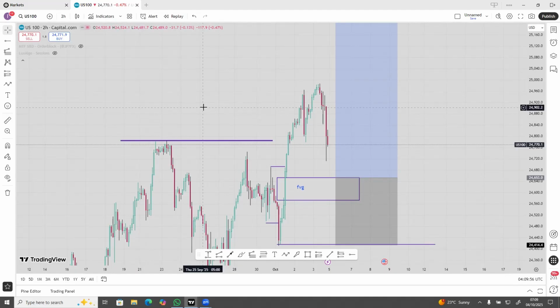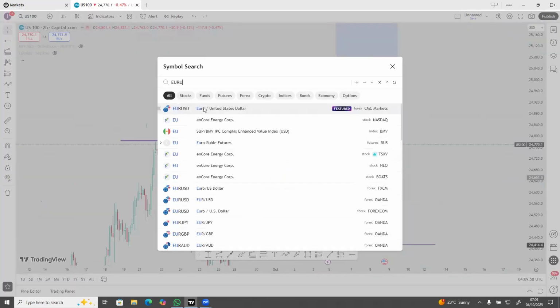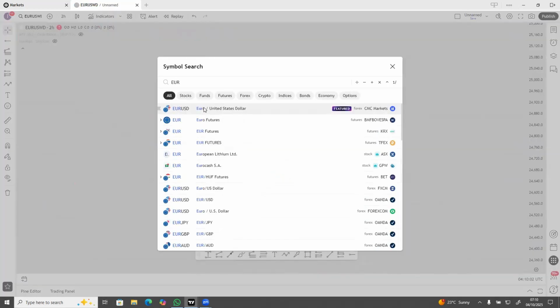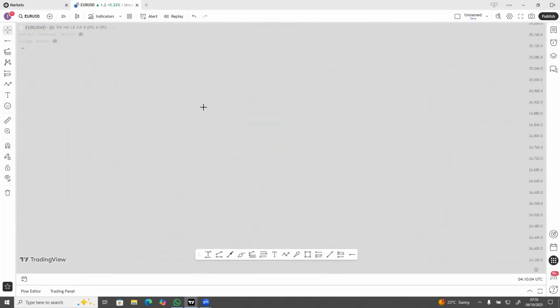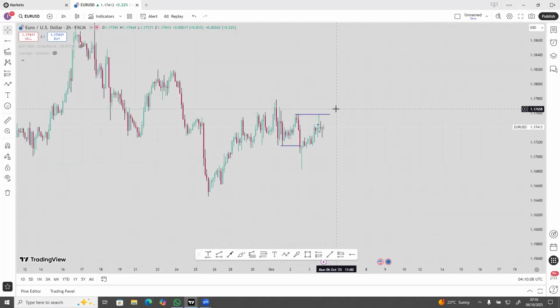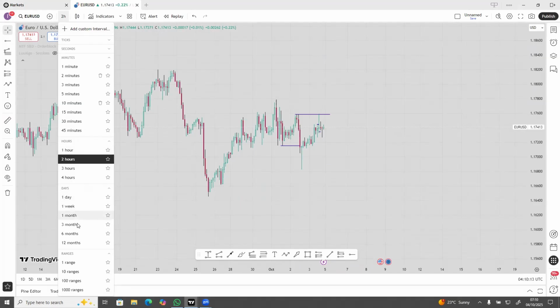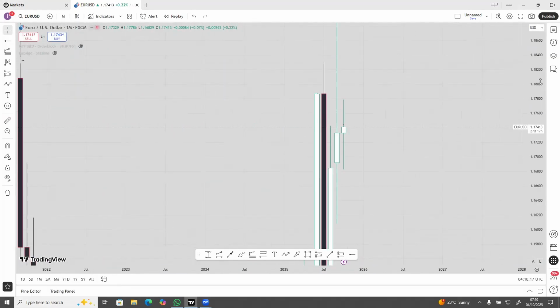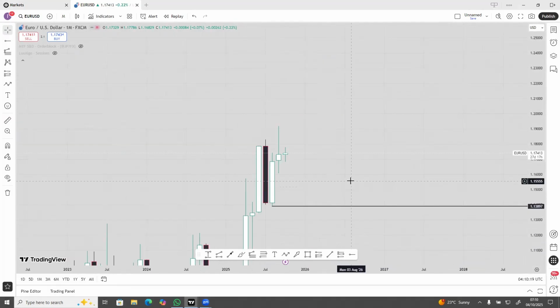So we can see Euro USD. Okay, that is Euro USD. So on Euro USD, you can start with the monthly time frame. Okay, Euro USD on monthly, that is the monthly time frame.